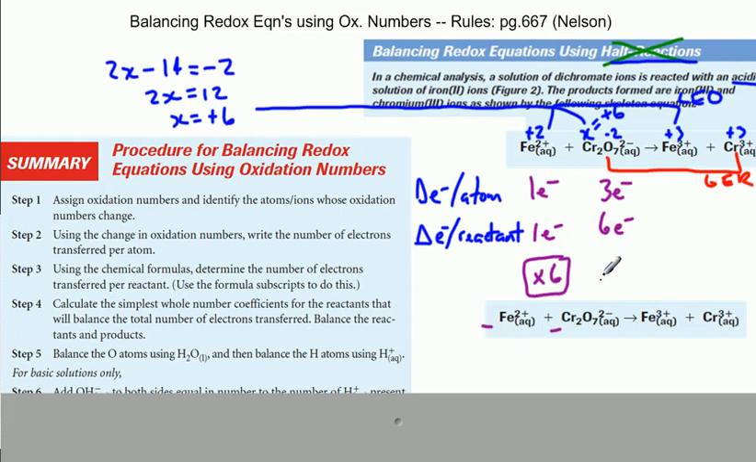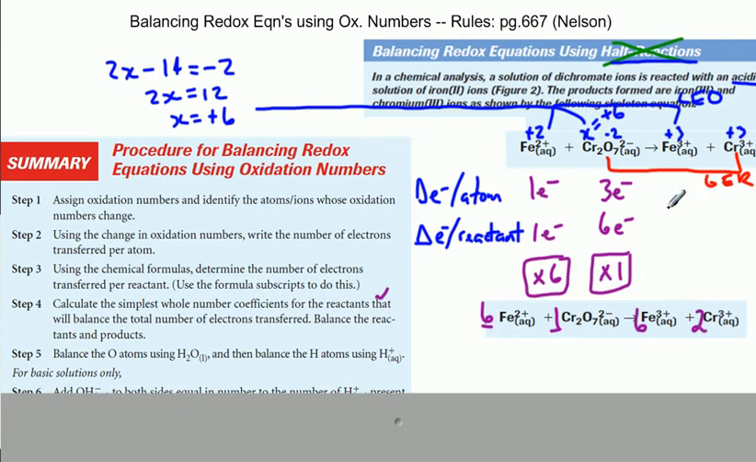We multiply this side by 1. So the 2 coefficients that go there are going to be 6 and 1. All right, so now we've done all the steps up to about here. Okay, now actually there's 6 irons here, then there's going to be 6 irons here, and there's 2 chromiums, so we put a 2 here.